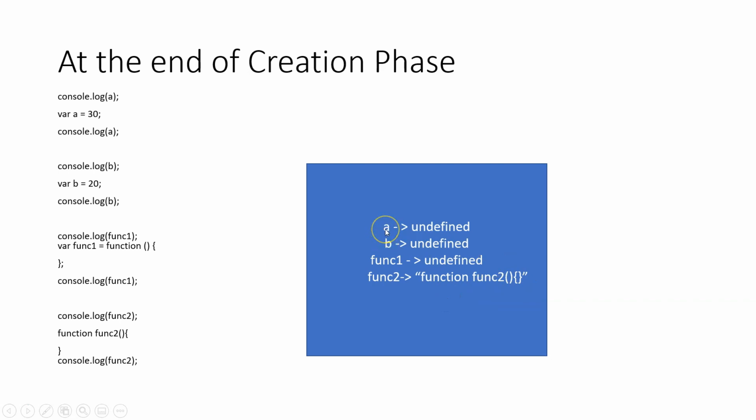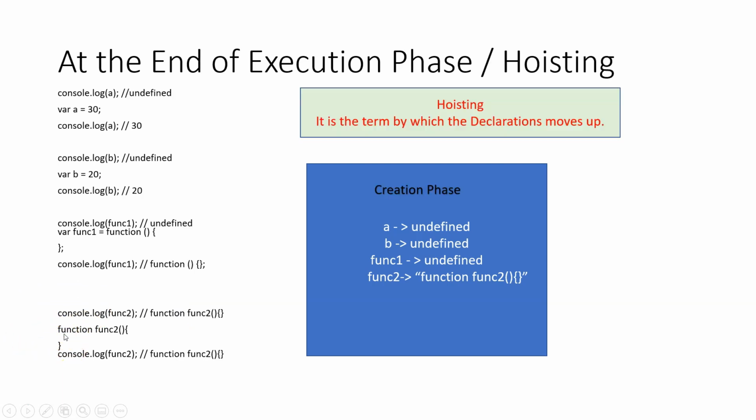So A will be getting undefined because it is declared like var A. B will get undefined. Func1 will get undefined, and func2 will get the entire function allocated in the memory, because it is declared in the whole function style.